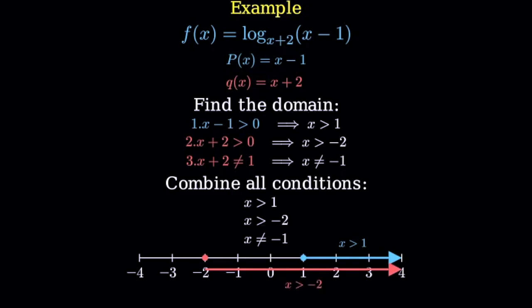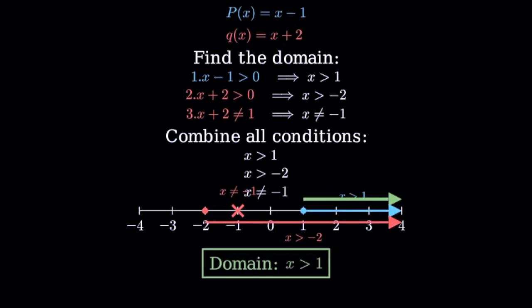Third, x cannot be negative 1. We mark this with an open circle or an x at negative 1. The domain is the region where all conditions overlap. Looking at the number line, we see that the intersection of x greater than 1 and x greater than negative 2 is simply x greater than 1. The condition x is not equal to negative 1 is automatically satisfied if x is greater than 1. So, the final domain for our example function is all x values strictly greater than 1.